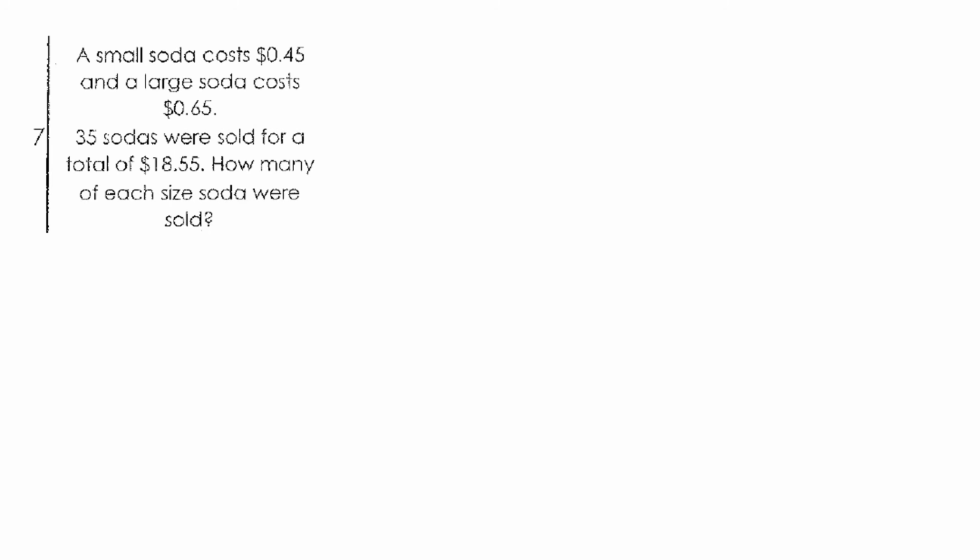Number 7, a small soda costs 45 cents, a large soda costs 65 cents. 35 sodas were sold with a total of $18.55. How many of each size of soda was sold here? So let's label our variables. Our x is going to be the small soda. Our y will be the large soda.